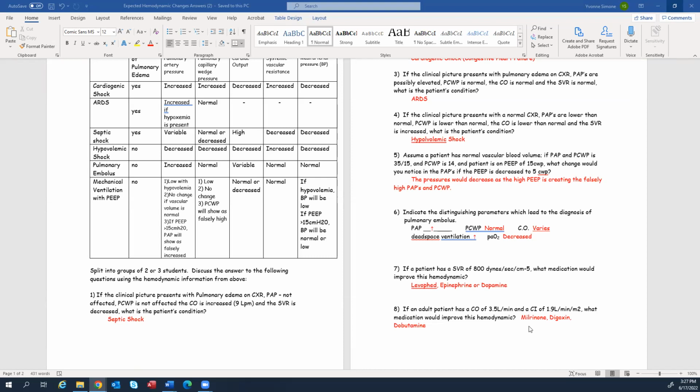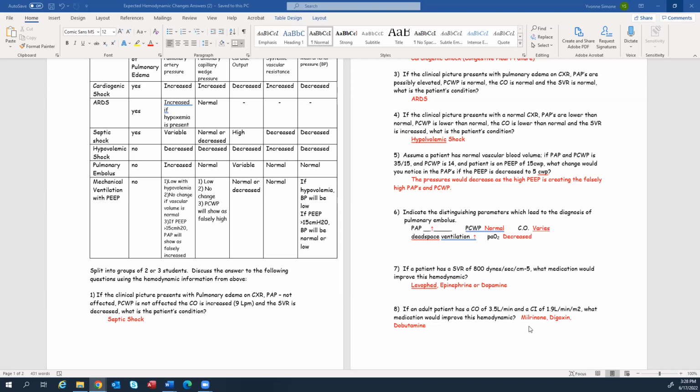Number 8, if an adult patient has a cardiac output of 3.5 liters per minute and a cardiac index of 1.9 liters per minute per square meter, that's kind of low. We want our cardiac index to be 2.5 and better. So to have it 1.9, we don't have enough cardiac output for the size of this patient. And it asks, what medication would improve this hemodynamic?